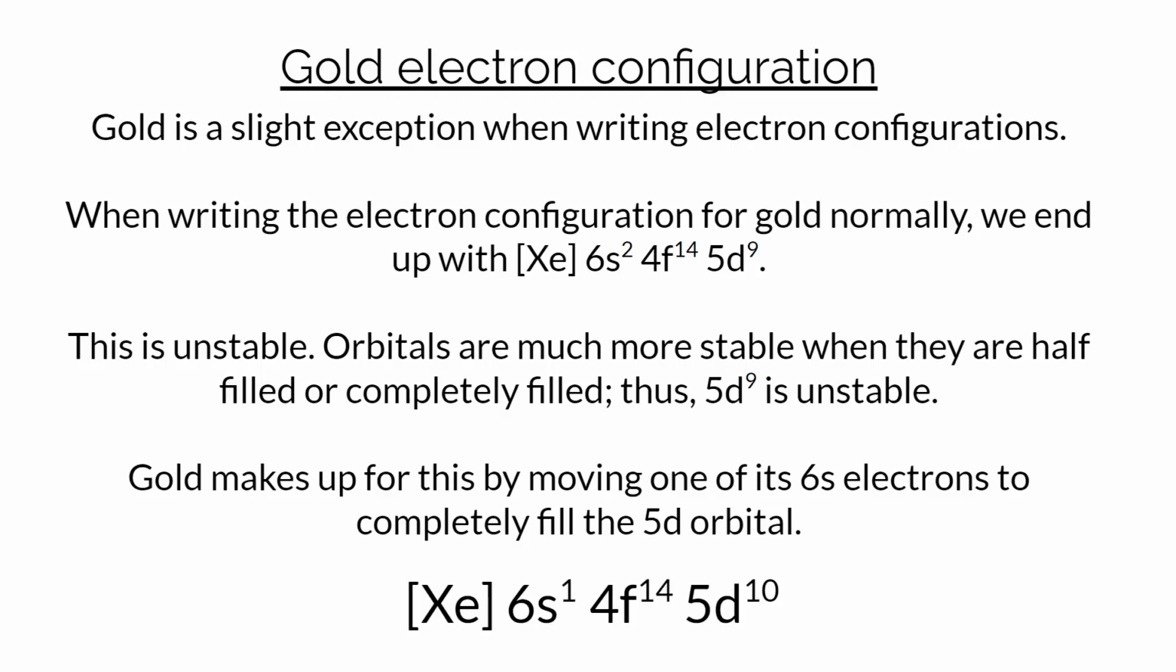Now, gold makes up for this by moving one of its 2 6s electrons to completely fill the 5d orbital. So, it creates the electron configuration xenon 6s1, 4f14, 5d10. You just need to remember that gold moved one of its 6s electrons into the 5d orbital. And as you can see here, the 6s orbital is half filled, so it's stable, and the 5d orbital is completely filled. So they're both stable, and the gold atom is stable.